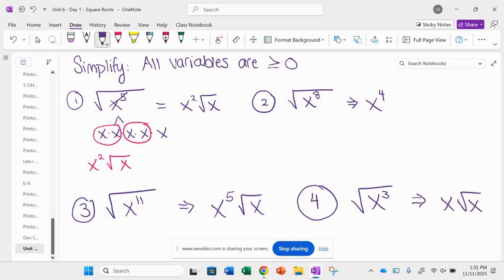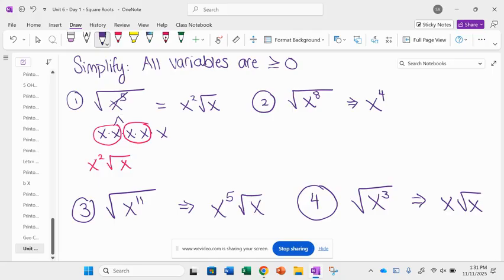Good. So you divide by 2, whatever that quotient is, your exponent on the outside. Whatever the remainder is, that's the exponent on the inside. So for example, we had x to the 5th power. 5 divided by 2, 2 goes into 5 how many times? Twice. So we had x to the 2nd on the outside. And there was a remainder of 1. That means there's 1 x left on the inside.